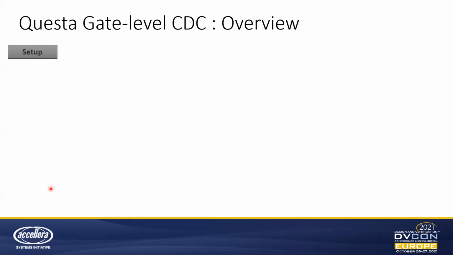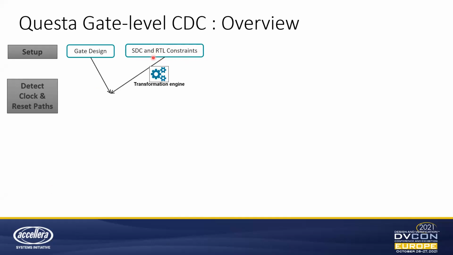The first one is the design setup. For design setup, the gate-level design and initial constraints should be provided. The initial constraints file consists of information about the top level clocks, resets, design modes, constants, etc. As you can see, we have written here the RTL constraints. So we are using the existing RTL constraints that you use for your RTL sign-off. So using a transformation engine, we transform these RTL constraints to the gate level constraints.